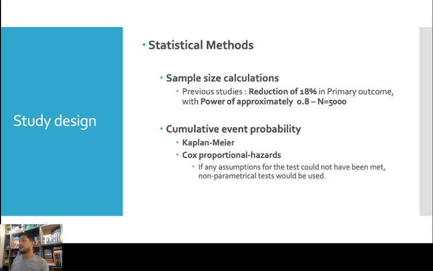For the primary outcome analysis, they used cumulative event probability using the Kaplan-Meier model. And to test the hypothesis, they used the Cox proportional hazards. They actually specified that if any assumptions for the test could not have been met, they would choose the strategy for non-parametrical tests.